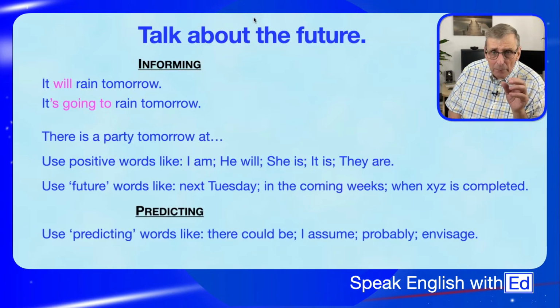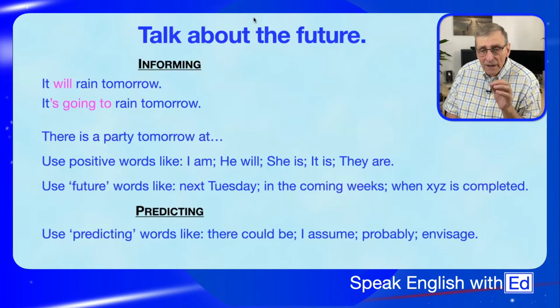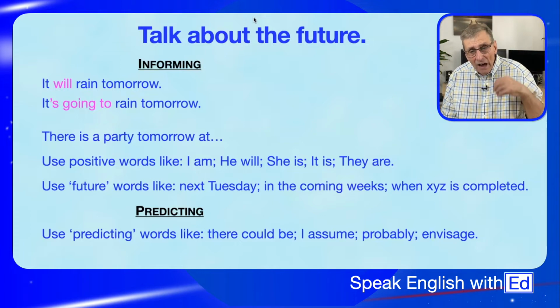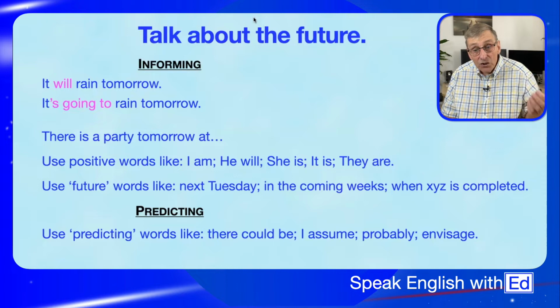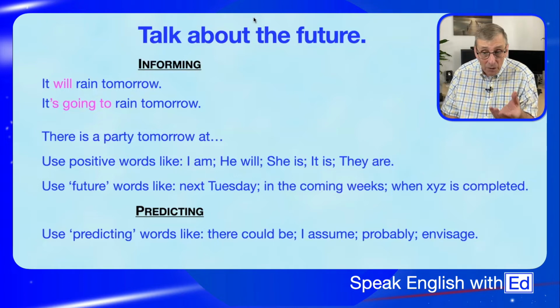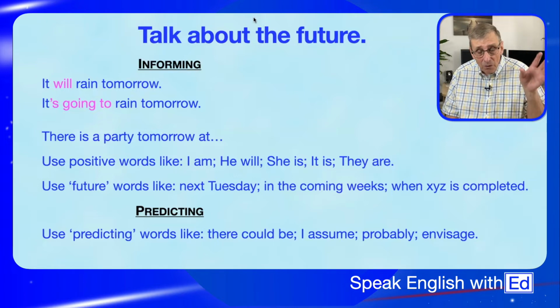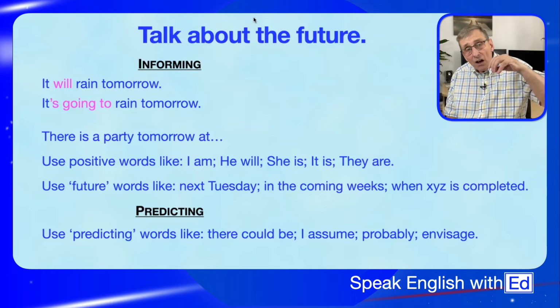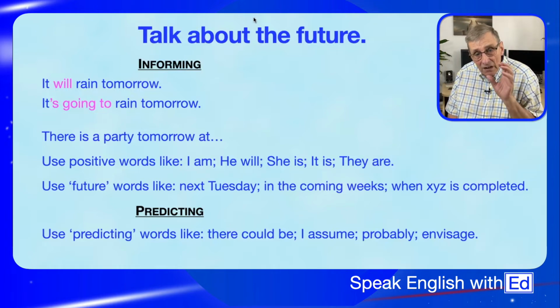When you're predicting, use predicting words like, well, there could be. I think there could be. Or I assume there will be. Probably. Envisage. We saw them on the previous page. But use predicting words in your sentence.